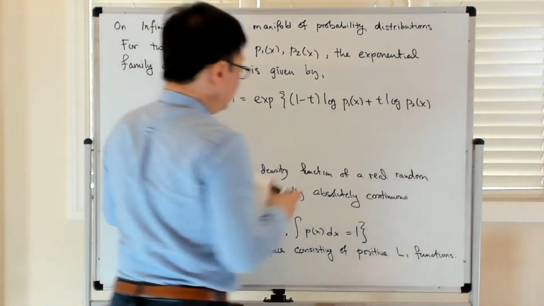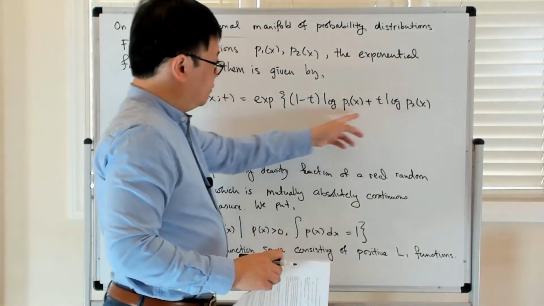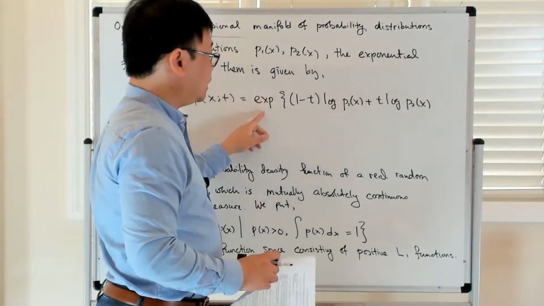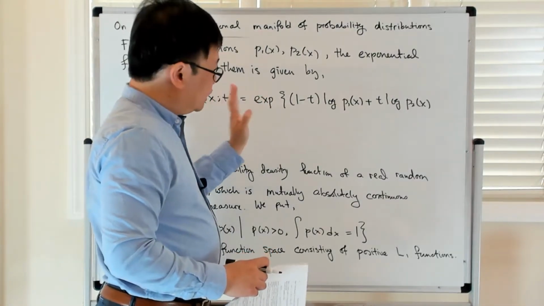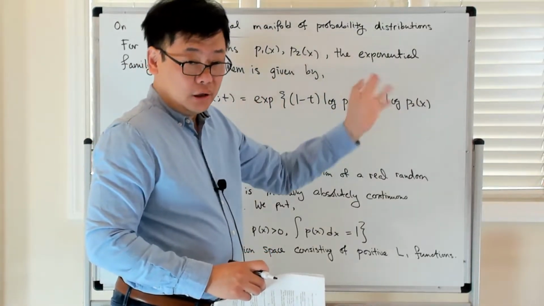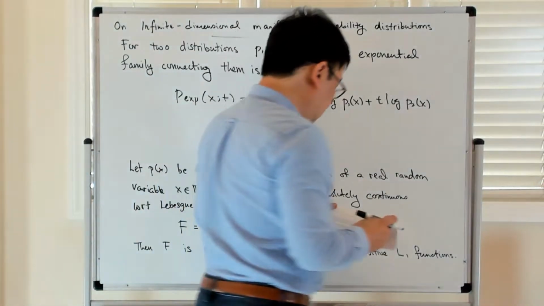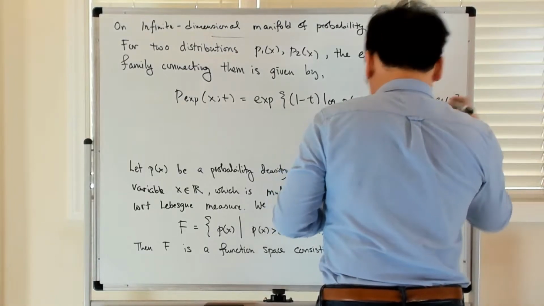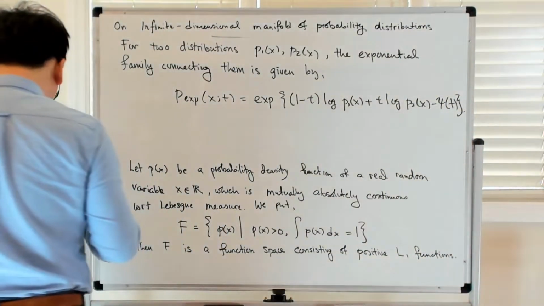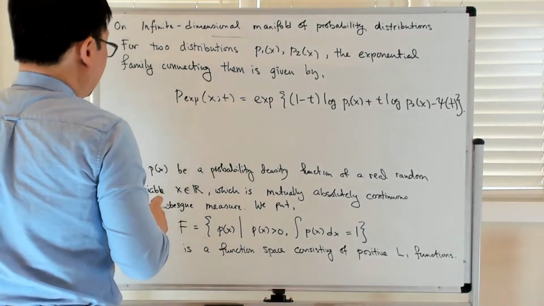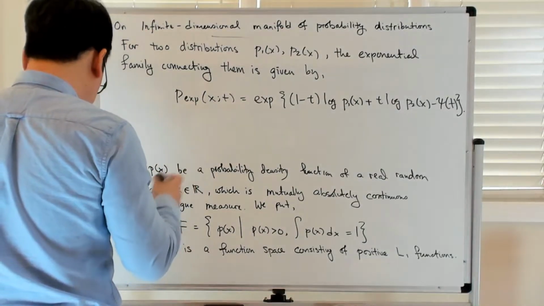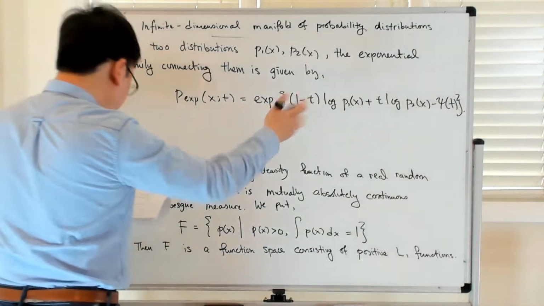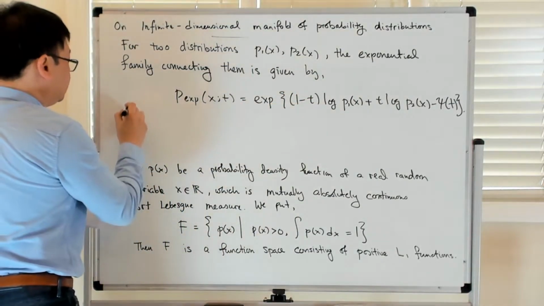So the problem with just taking this combination of the logs, the convex combination of the logs of probabilities pointwise, and then exponentiating it, is that there's no guarantee that this object is normalized. So you have to add a normalization factor, which is this phi of t term. And then provided that it exists in F, right?